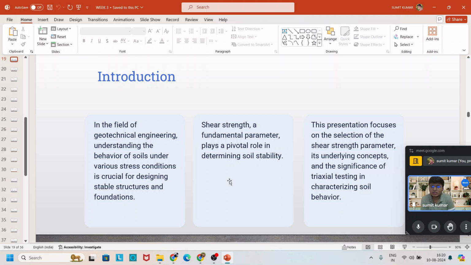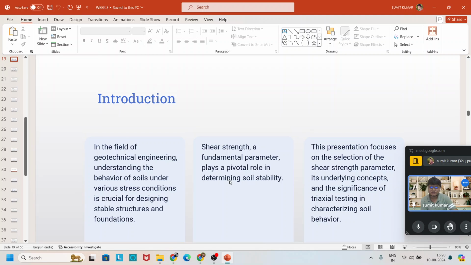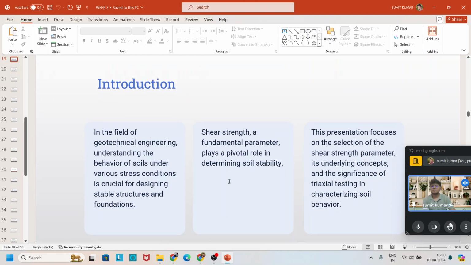Okay, so we are talking about, in the field of geotechnical engineering, understanding the behavior of soil under the various stress conditions is crucial for designing stable structures and foundations. As the shear strength is one of the most fundamental parameters that plays a pivotal role in determining soil stability. So, in this presentation, the focus is on the shear strength parameters, the concepts that underlie them, and the significance of triaxial testing in the characterization of soil behavior, which we are going to discuss.